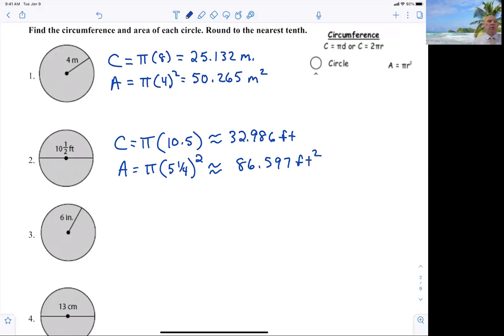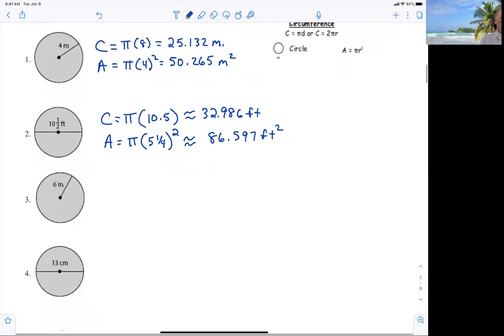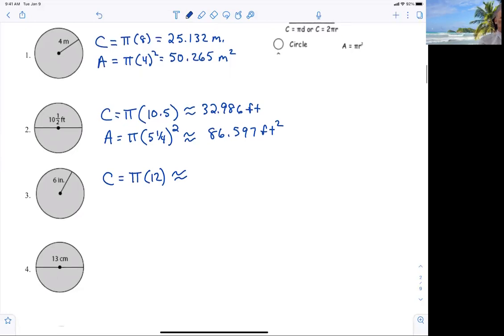Okay, KK, let's see what you're doing. All right, number 3. How do I find the circumference? Which is? And then what? Good job, girl. Thank you for that. And what is that? 6 what? And we'll call that inches. All right, now calculate the area real quick.